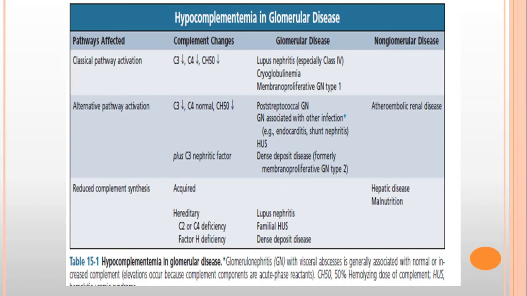Alternative pathway: C3 low, C4 normal, CH50 low. What lesions can be present? Post-streptococcal glomerulonephritis, GN associated with infections like endocarditis or shunt nephritis, hemolytic uremic syndromes, and C3 nephritic factor, dense deposit disease, formerly membranoproliferative GN type 2, which we discussed, and the lesion of nephrotic syndrome.